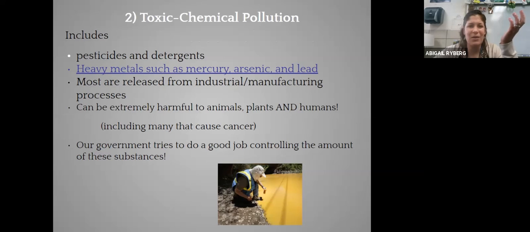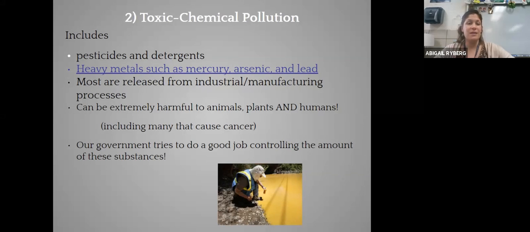So this is probably one thing that would always come to your mind. So we're thinking here pesticides, detergents, heavy metals that make their way into the water. Most of these are released from industrial or manufacturing processes. They can obviously be extremely harmful to humans if we're exposed to it, plants, animals. There's lots of examples where we believe that industries releasing some type of material into the waterway have caused a number of diseases, including cancer.